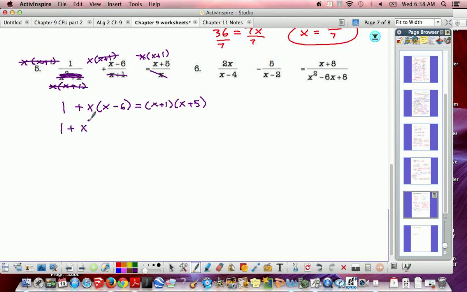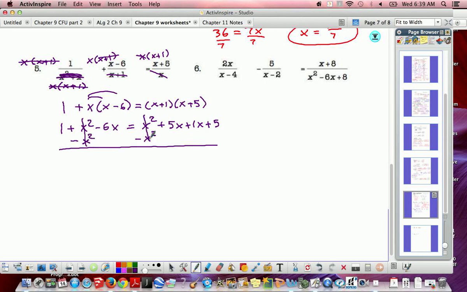So I have 1 plus x squared minus 6x, so I'm distributing. Here I FOIL, so x squared plus 5x plus 1x plus 5. So now I'm going to combine some like terms and start to simplify. For instance, I could subtract x squared from both sides. When I do that, cross out, cross out. So now I have 1 minus 6x equals, I'm going to combine these two together, 6x plus 5.